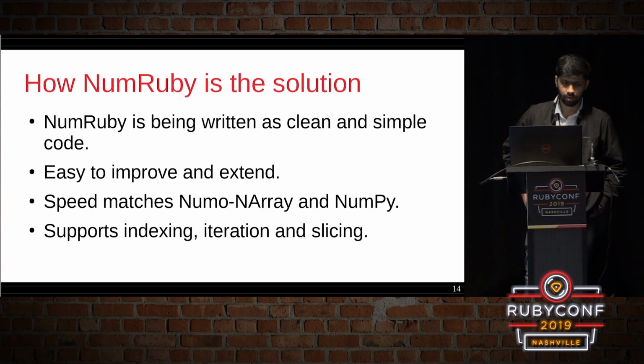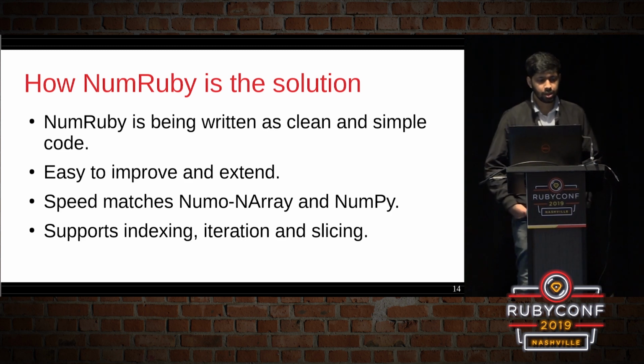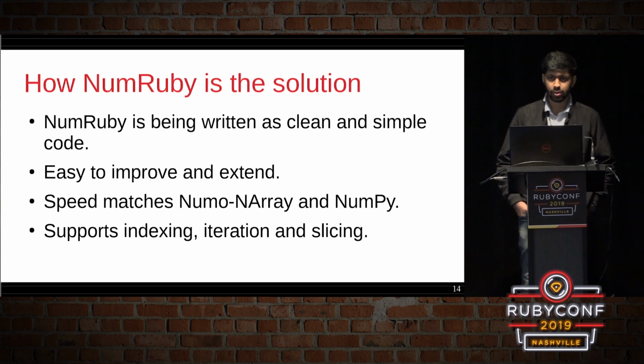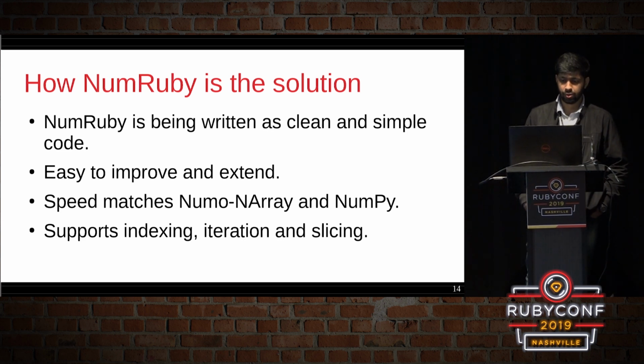NumRuby has been written completely as clean and simple code, which makes it easy to change, find issues, extend, and improve. Also, you'll see in the benchmarks that its speed actually matches Numo NArray and even outperforms it in some of them. It also supports indexing, iteration, and slicing. Slicing wasn't part of NMatrix earlier, so it's part of NumRuby now.